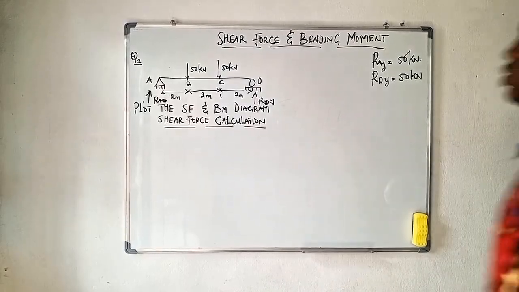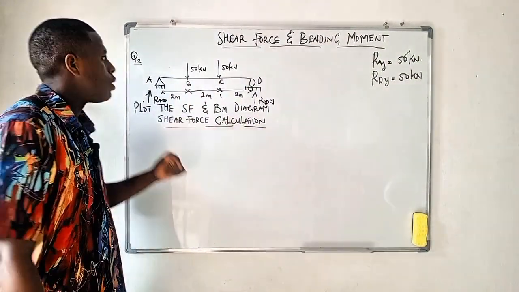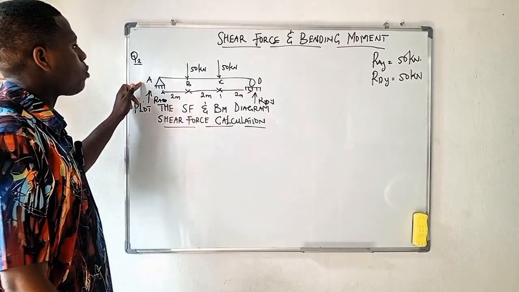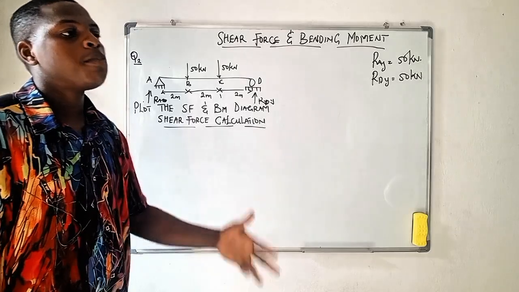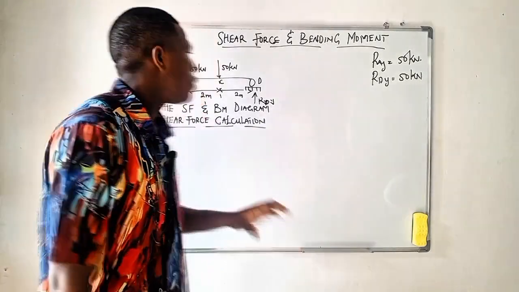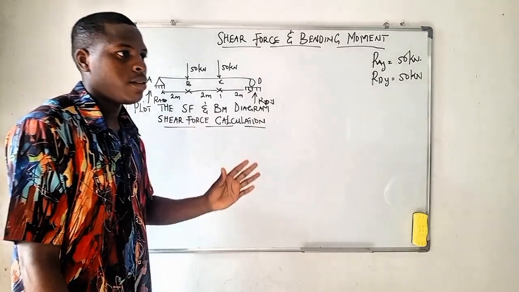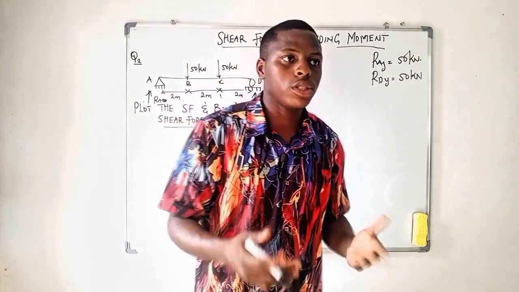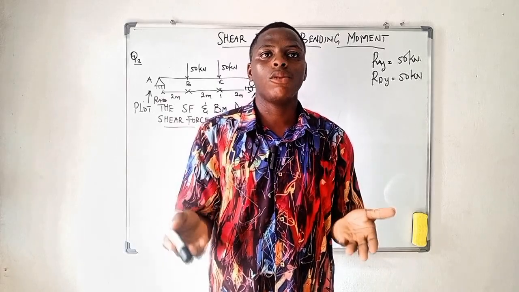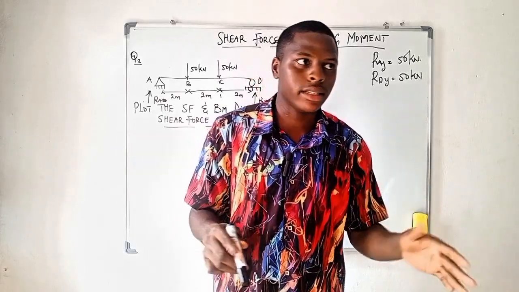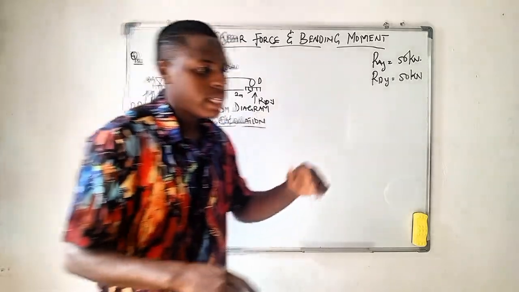The first thing that you ask yourself is, we want to get the shear force calculation. How many points do we have? We have point A, point B, point C, and point D. And all these points have forces. So we are going to consider all these points with the forces. That is shear force. When we are talking about shear force, we are not considering the distance. But when we are talking about bending moment, we are considering their distance.